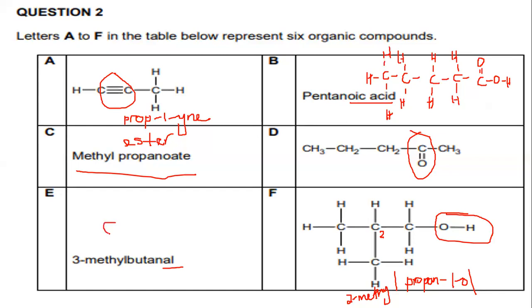3-methylbutanal, so but is 4 carbons, 1, 2, 3, 4, and al. Therefore, there's a functional group right here. A carbonyl group, it is on the first carbon. So there we are. But they said there's a methyl on carbon number 3. So 1, 2, 3, on this carbon there should also be a methyl. There's a methyl on this carbon. Then you put your hydrogens. Make sure you put all your hydrogens.